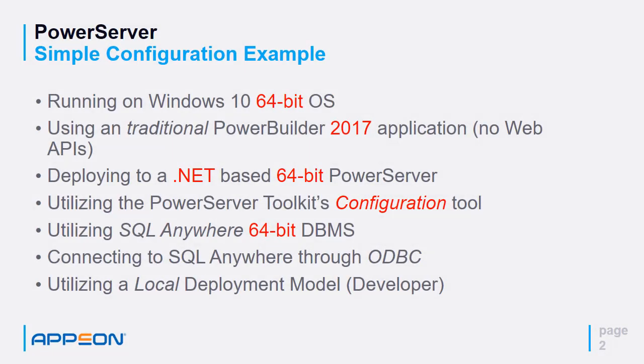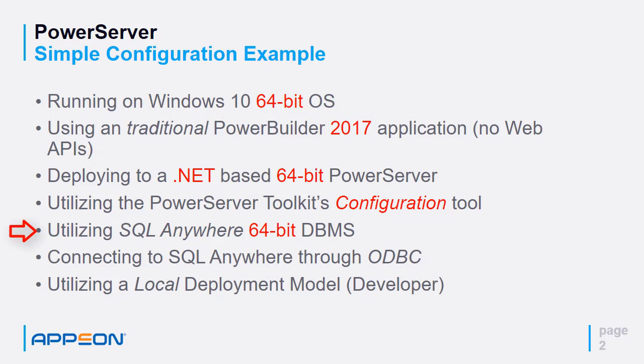For this particular video, I'm using a simple configuration example. In other words, I'm running on Windows 10 64-bit OS, in fact the Fall Creators Edition. I'm using a traditional PowerBuilder 2017 application, no special features like web APIs for example, just straight client server. We're deploying to a .NET-based 64-bit PowerServer. We're utilizing PowerServer Toolkit's configuration tool. We're also using SQL Anywhere 64-bit DBMS.